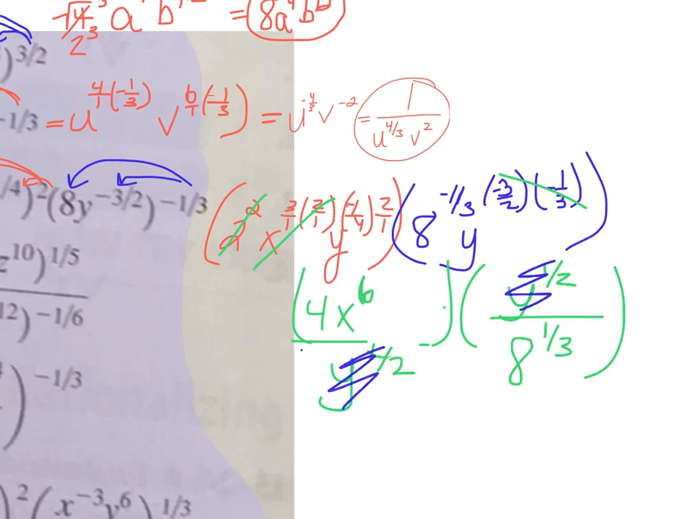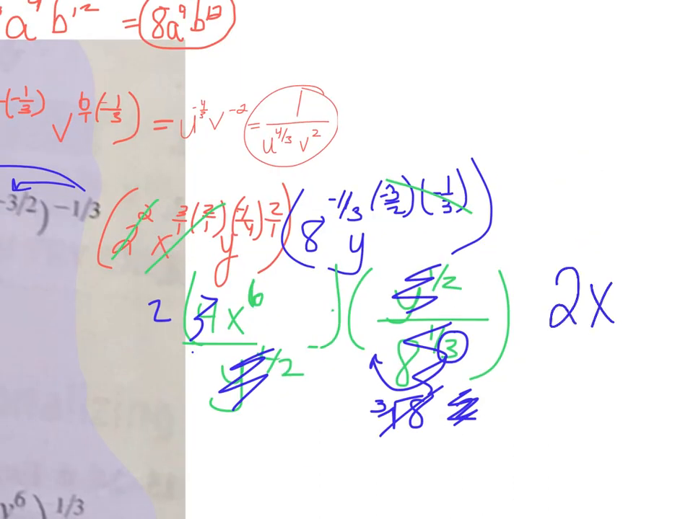What's another way I can write 8 to the 1/3? The third root of 8. Cube root of 8. Very good. So this 3 becomes my index. So it's the cube root of 8, which is what number? 2. So now, is there anything I can cancel out between 4 and 2? Yep. 2 crosses out. This becomes 2. So I'm left with just what? 2x. 2x to the 6th.